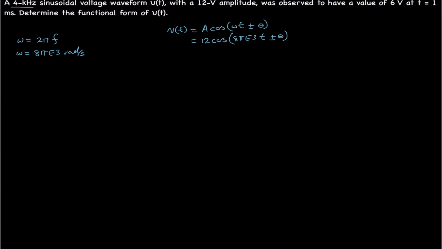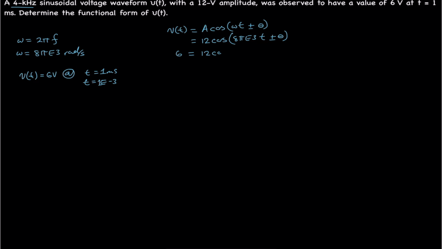We then see that the function had a value of 6 volts at t equals 1 millisecond. So in our case, v of t is equal to 6 volts at t equals 1 millisecond. You can just put the 1 there. So we go ahead and place our 6 for v of t.